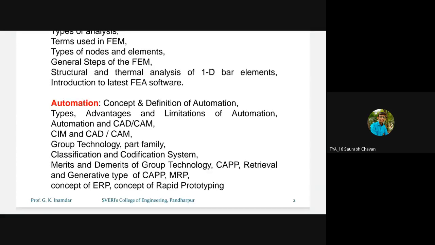in this chapter on automation. Classification and codification system. What is codification? In machine drawing and design, in the last semester you might have studied the MDR subject. Different codifications, different codes of material, you have studied.